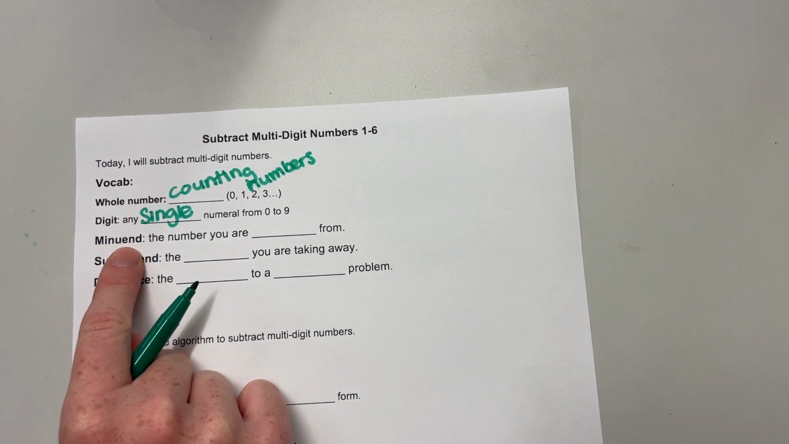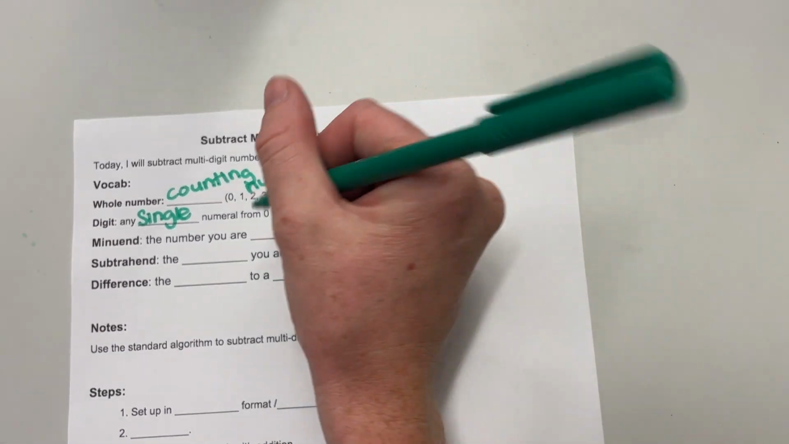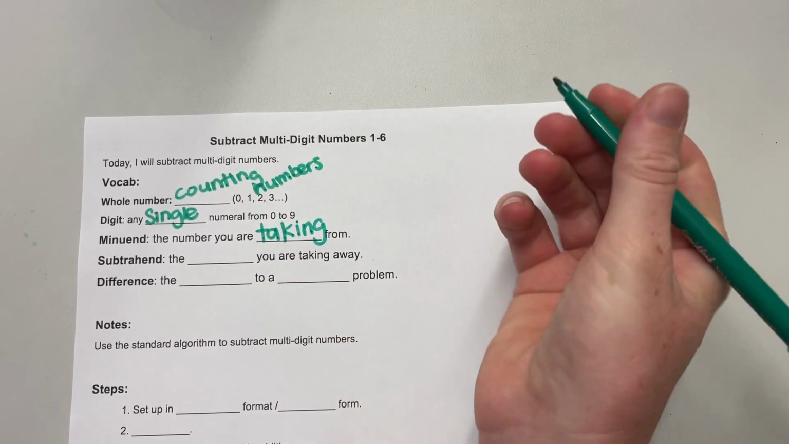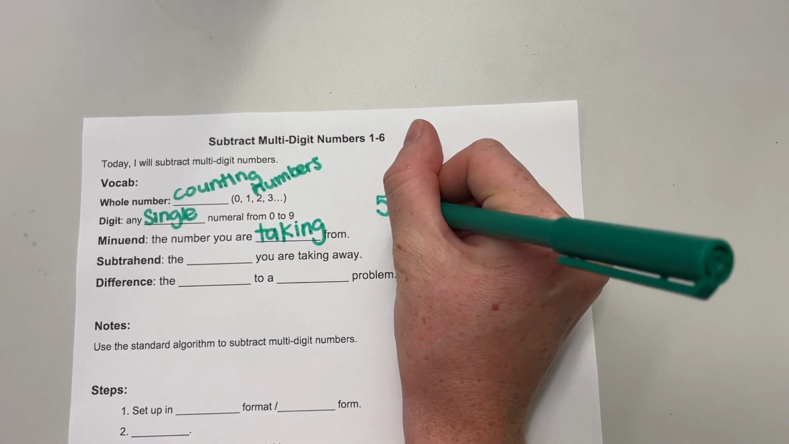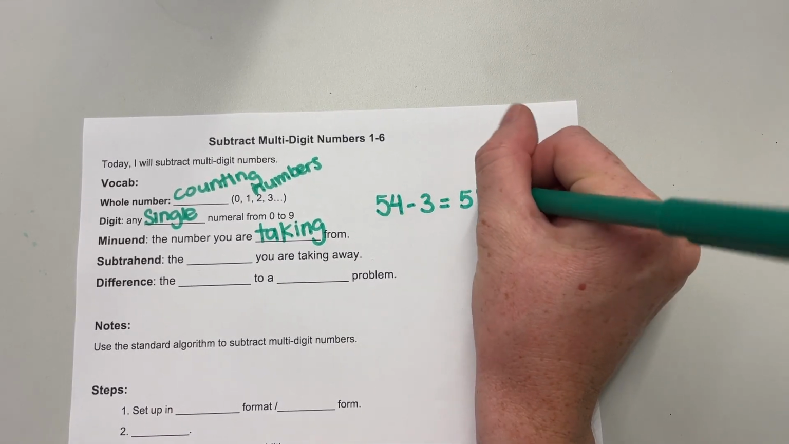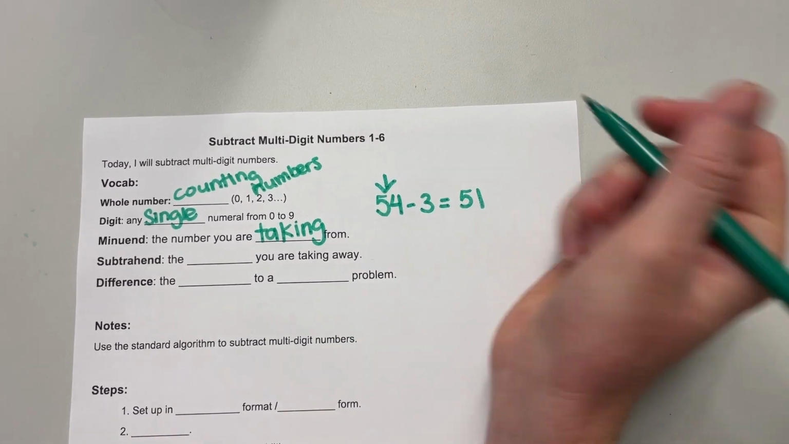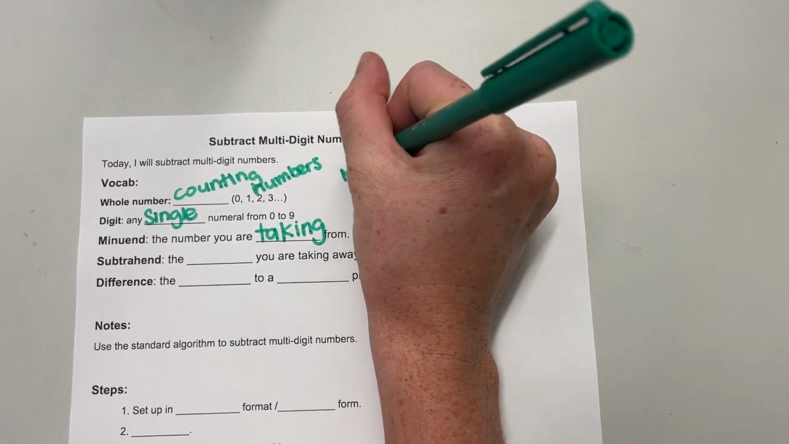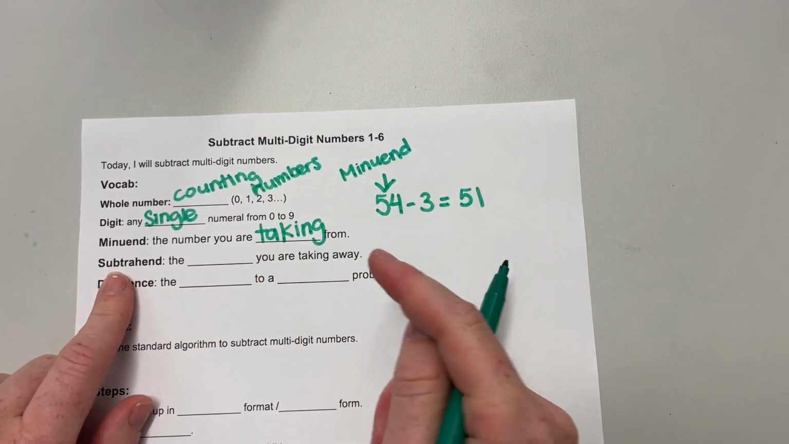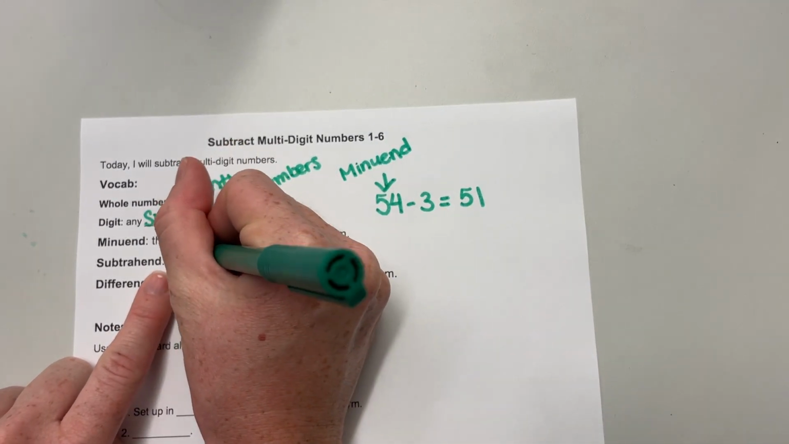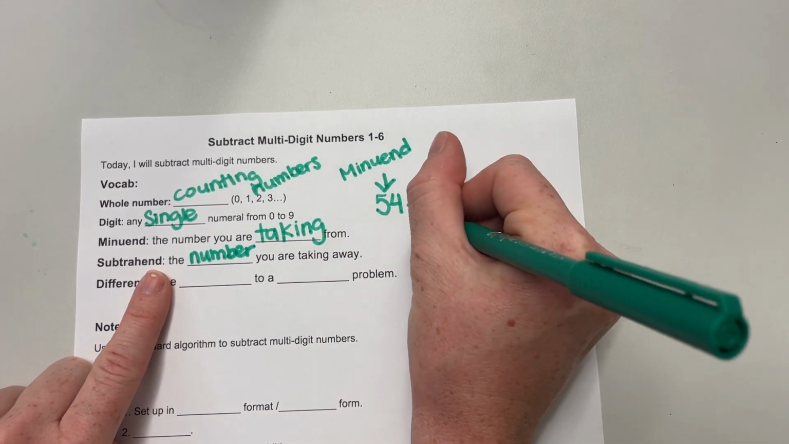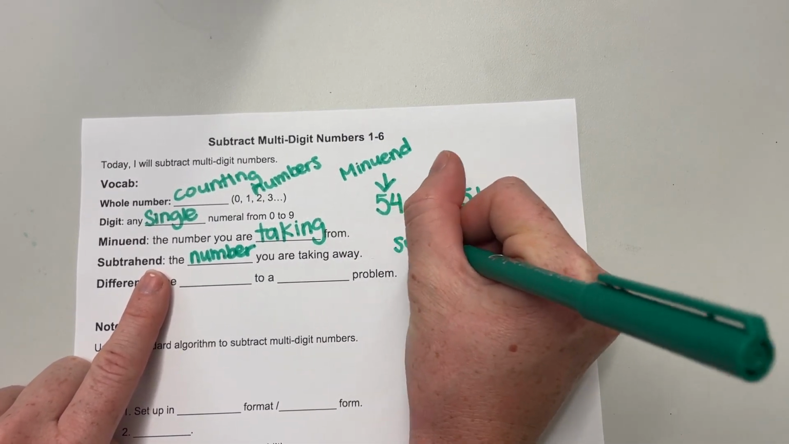Minuend, this is a new one. This is the number you are taking from. In a subtraction problem, you start with like 54 minus 3 equals 51. This 54, that's your minuend. Okay, the subtrahend is the number you are taking away. So the 3, that's how many you're taking away. That's the subtrahend.